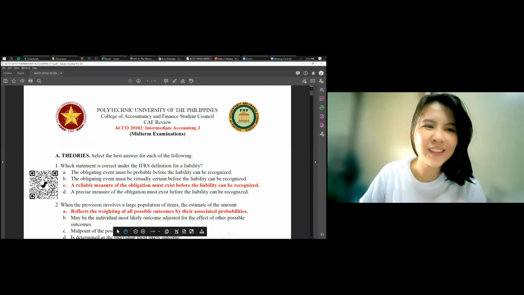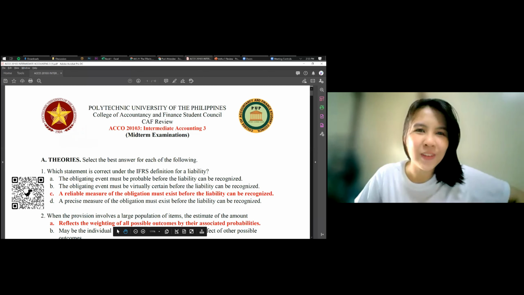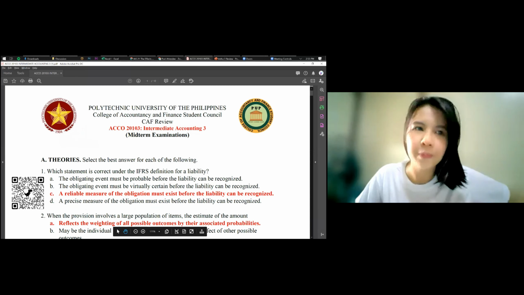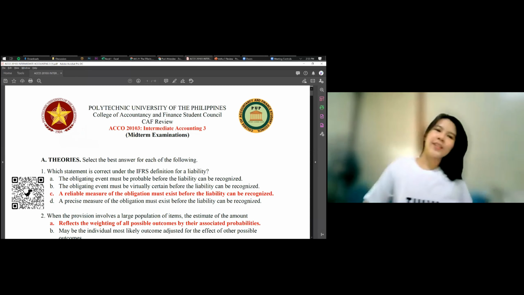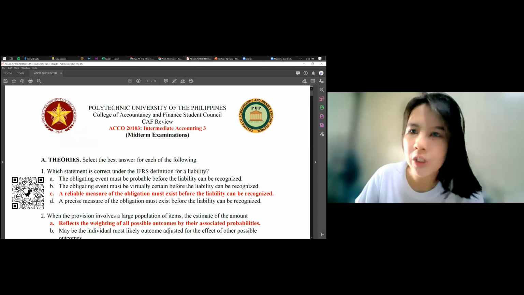So ayan, start tayo sa theories. Pardon, walang suspense kasi nandito na rin yung answers while I'm discussing, but I'll make sure to discuss to you the rationale kung ba't yun yung sagot, diba? Ayun. So, midterm tip. Use elimination method.